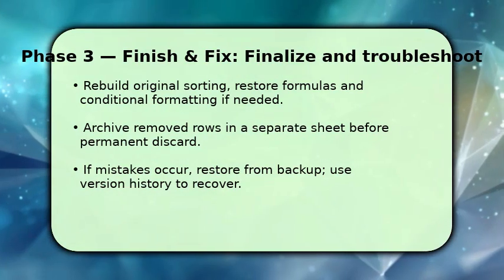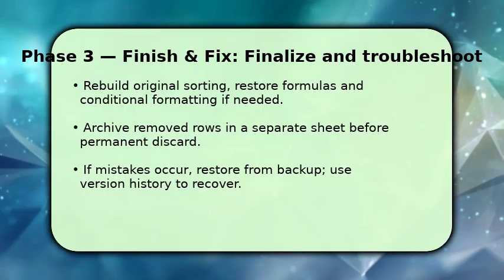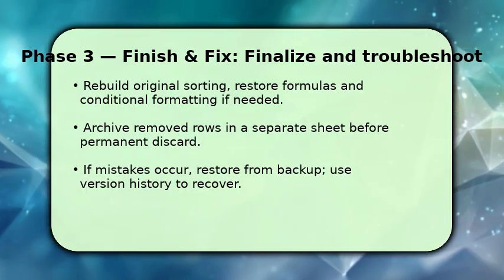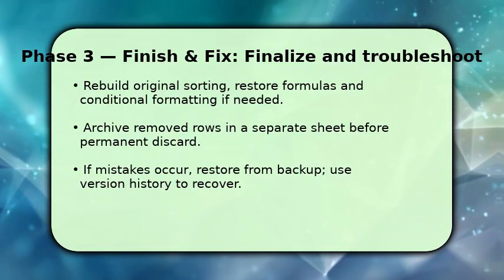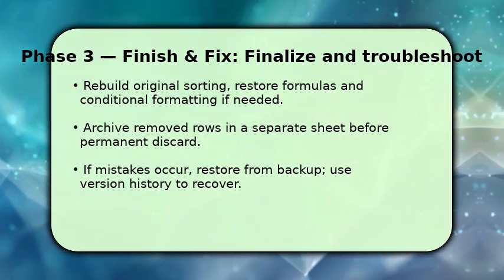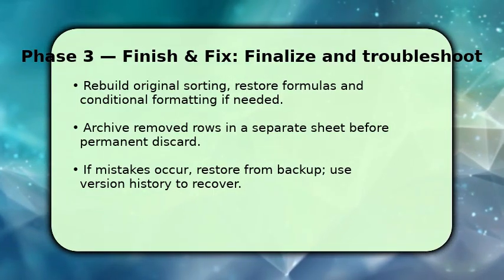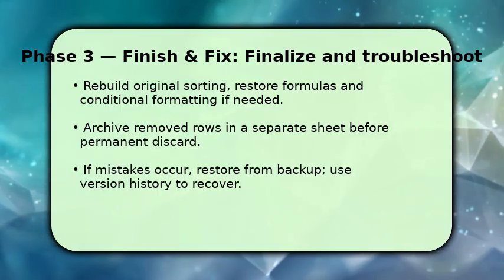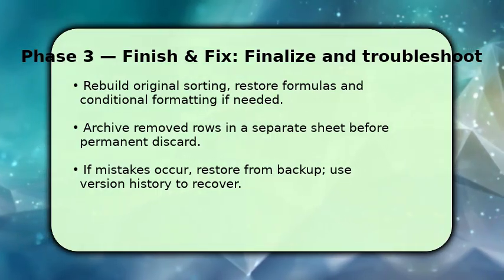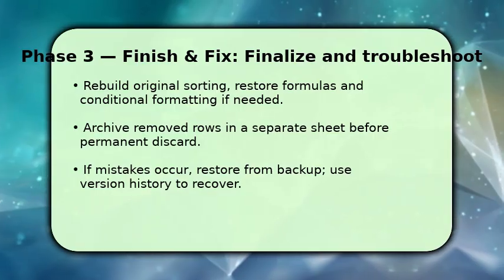You finish by restoring any original sort order, reapplying formulas or conditional formatting that the dedupe process may have disrupted, and then archiving removed rows on a separate sheet so they remain retrievable. Make sure to test a few lookups or mail merge keys to confirm everything still matches.